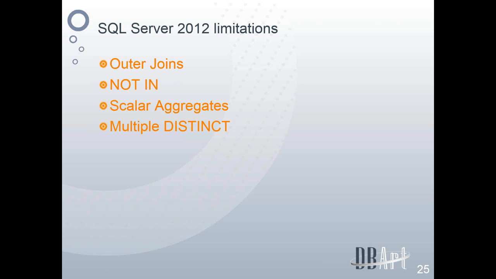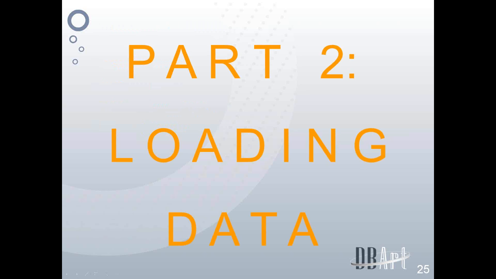The SQL 2012 limitations are due to the fact that development teams in Redmond didn't have enough time to implement all the algorithms, so outer joins, not in, scalar aggregates, and multiple distincts in a query didn't work with batch mode, they worked with row mode. For all those cases, you can find efficient rewrite options in Books Online on TechNet. How can you rewrite your query and still make use of batch mode?